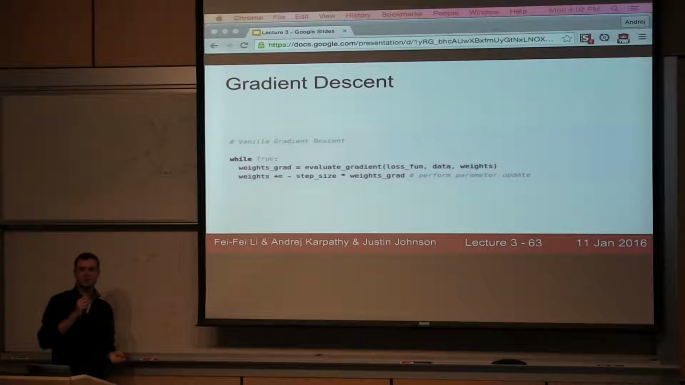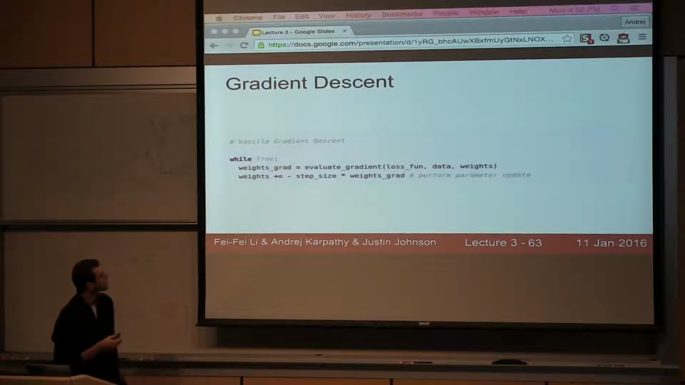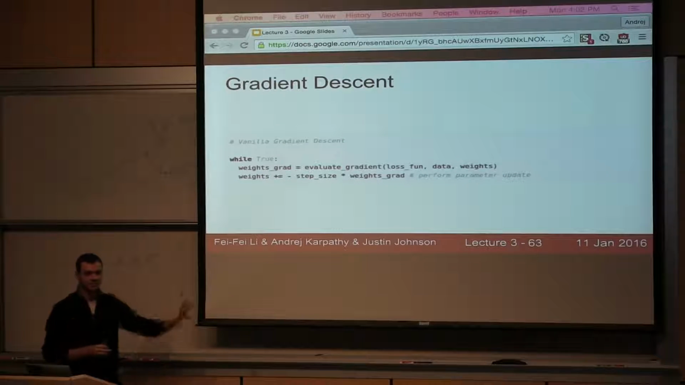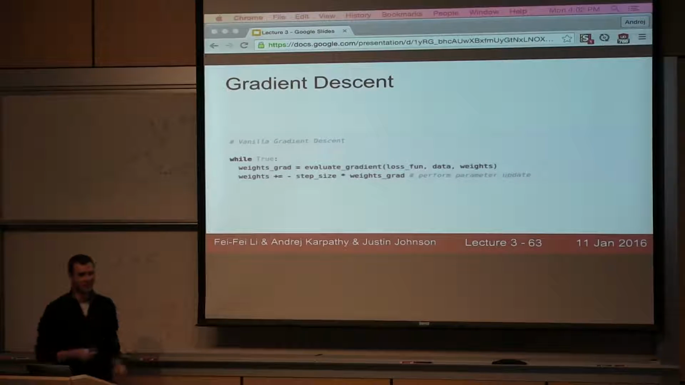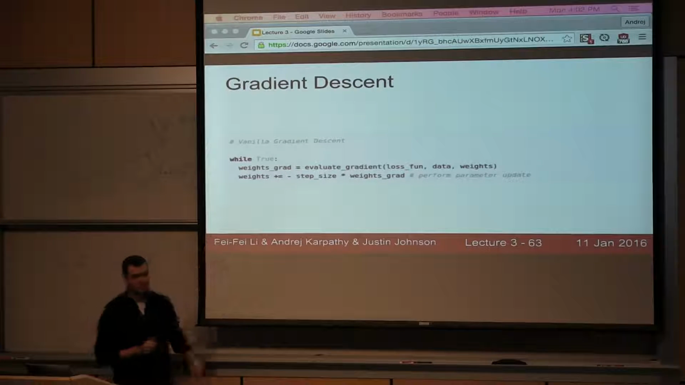Was there a question in the back, by the way? Is that weight gradient vector a unit vector? It's not. That gradient is just a gradient. It tells you the slope in every single direction, and then we just take a step-size step of it.